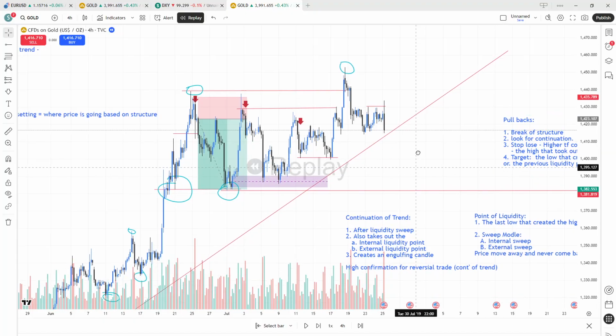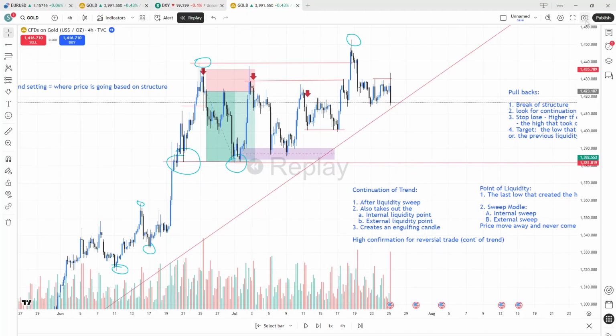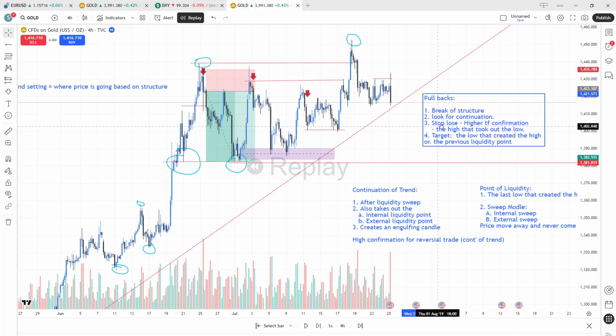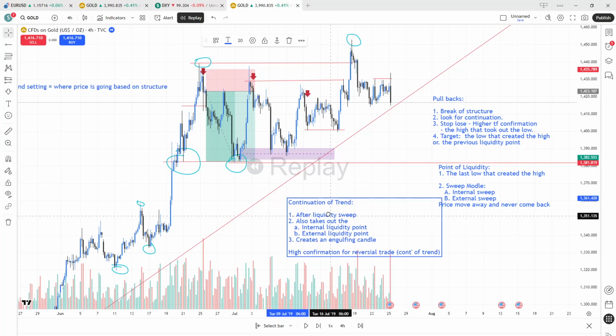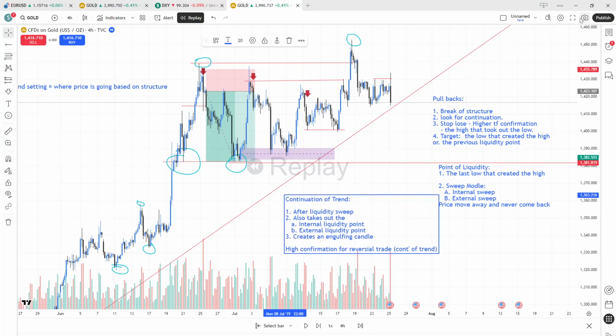Okay. I'm gonna go ahead and take a screenshot of this model. Take a picture, download image, sweep model in place. Good. All right, so let's see what price does, okay?